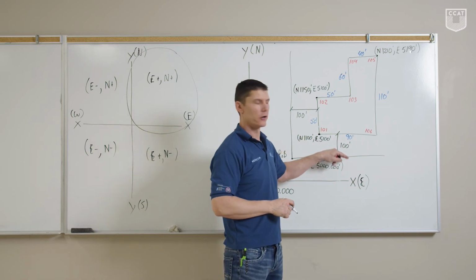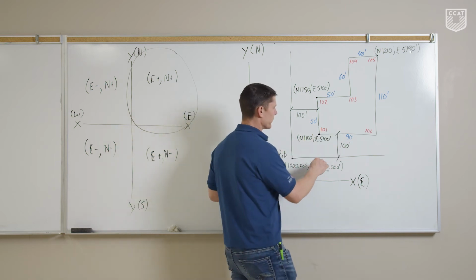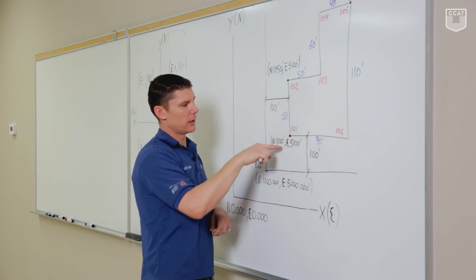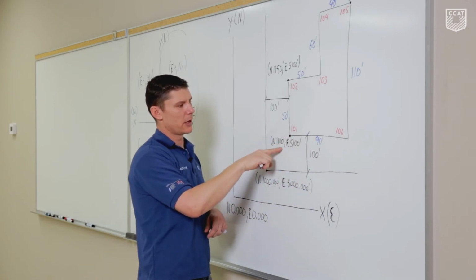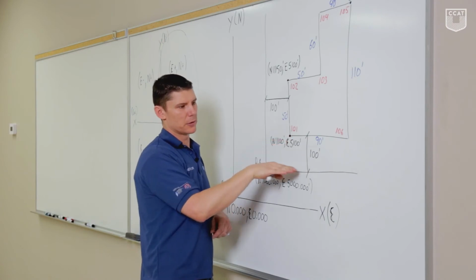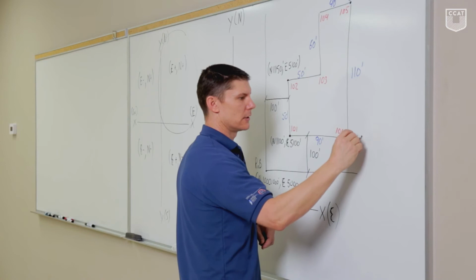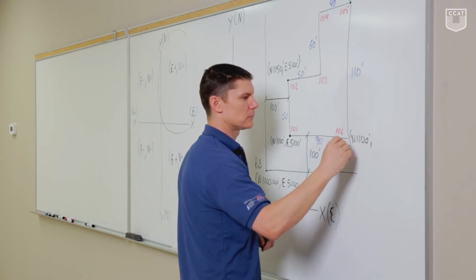So when we're figuring out our northing measurement, we're going off our baseline. We come up to this point here. On this coordinate here, we had a northing of 1,100 feet. Because we're still parallel, that northing coordinate doesn't change. So that's still going to be the 1,100 feet.